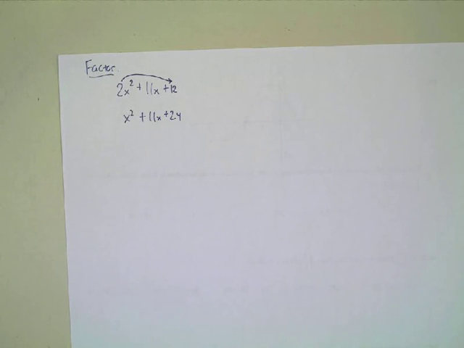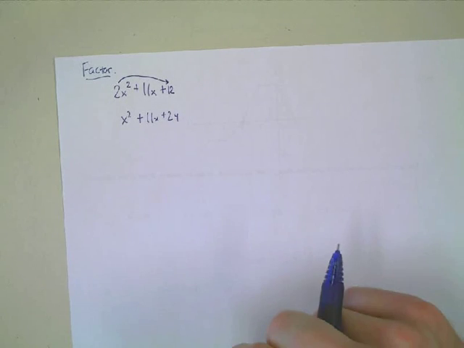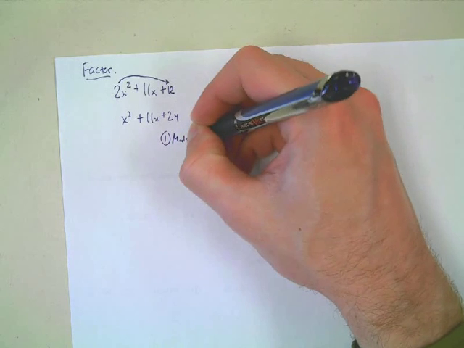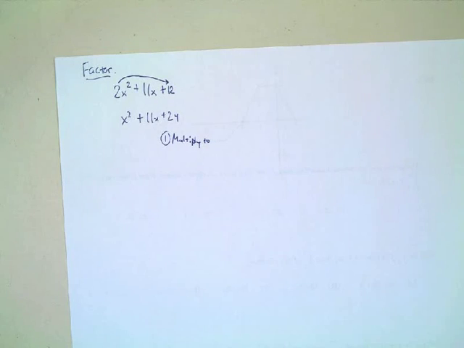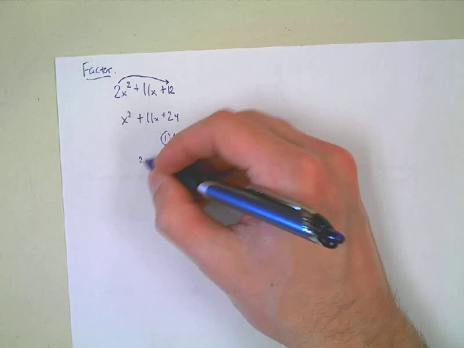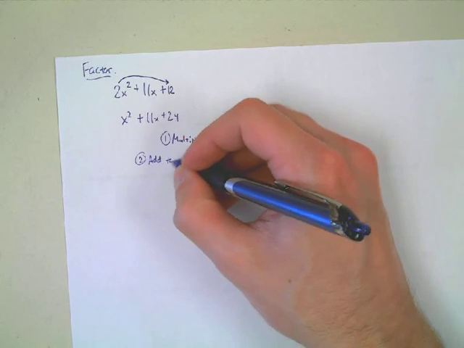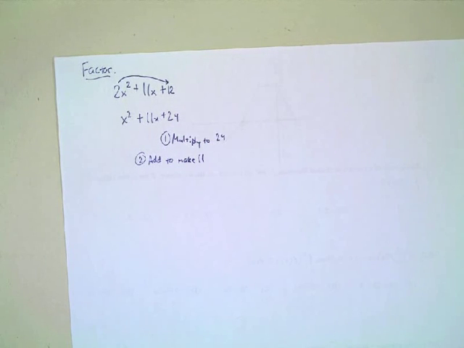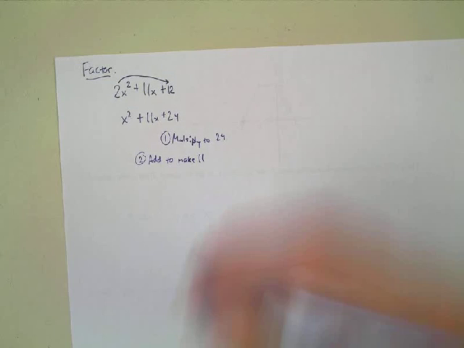And now we're going to factor this. So we're looking for two numbers that multiply to make what? 24. That's right. And we want to add to make what? 11. Yeah, add to make 11. So can anyone think of two numbers that multiply to make 24, but add to make 11? What are those going to be?